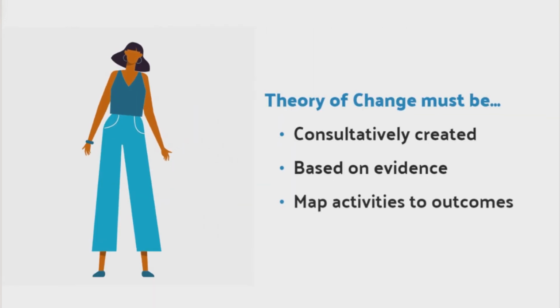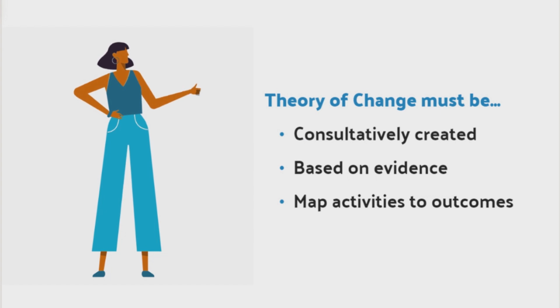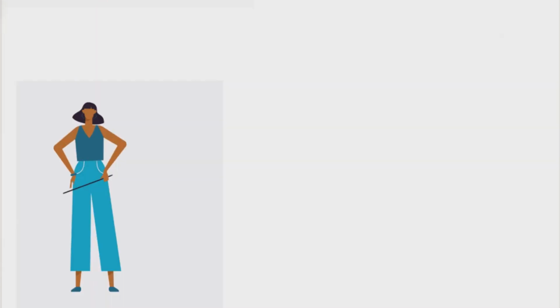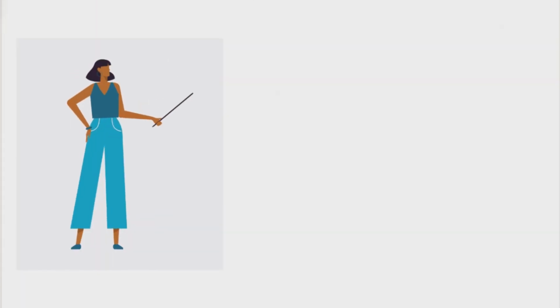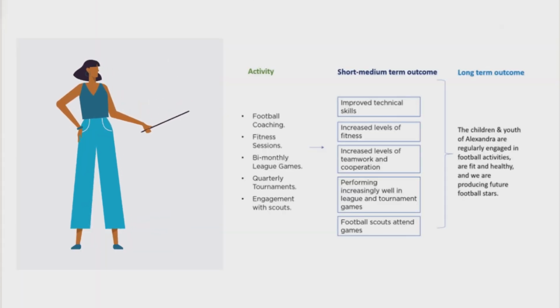Once you have a theory of change that is co-created based on evidence and maps activities to outcomes, you have a living document that acts as a tool to reflect and test how the change is expected to occur. For instance, if you don't see any football scouts attend games, you might use your TOC to reflect and realize you need to do more activities to engage with the scouts.